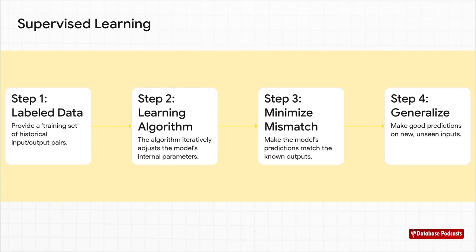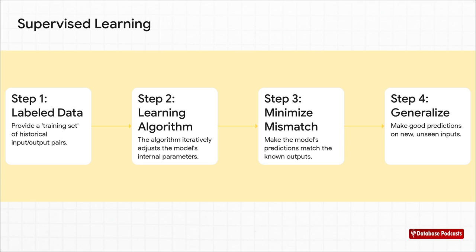Well, this is where the supervised part of supervised learning comes in. It all starts with step 1, labeled data. You basically hand the model a big study guide, a training set of historical data where you already know the right answers. It's a bunch of examples with an answer key. Then in step 2, a learning algorithm starts working. It takes an example, makes a guess, and then checks its answer against the real one.